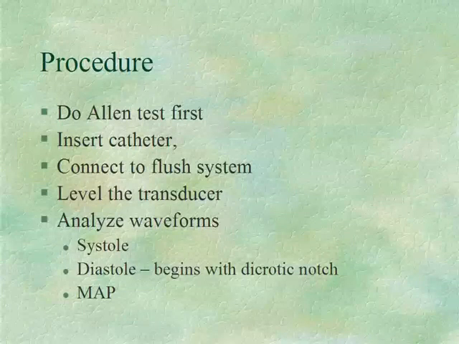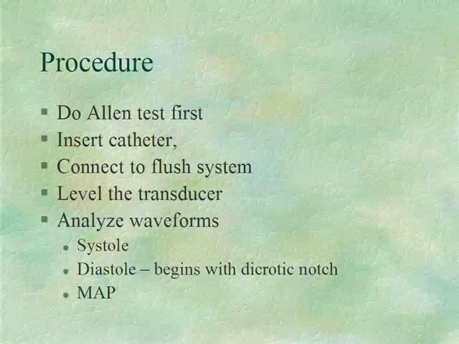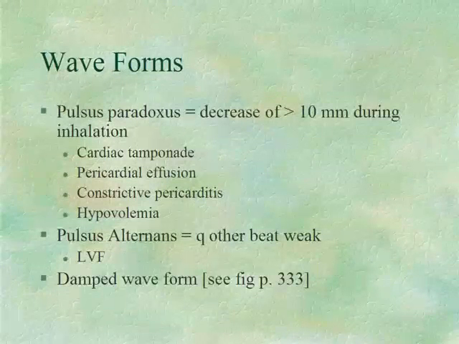Remember that your arterial waveform, if you're looking at it with your EKG, will follow the EKG. Now your waveform, again, your pulsus paradoxus, we've talked about this. This is a decrease of more than 10 millimeters during inhalation. This can indicate cardiac tamponade, pericardial effusion, constrictive pericarditis, or hypovolemia. Your pulsus alternans is when every other beat is weak, and this indicates left ventricular failure.